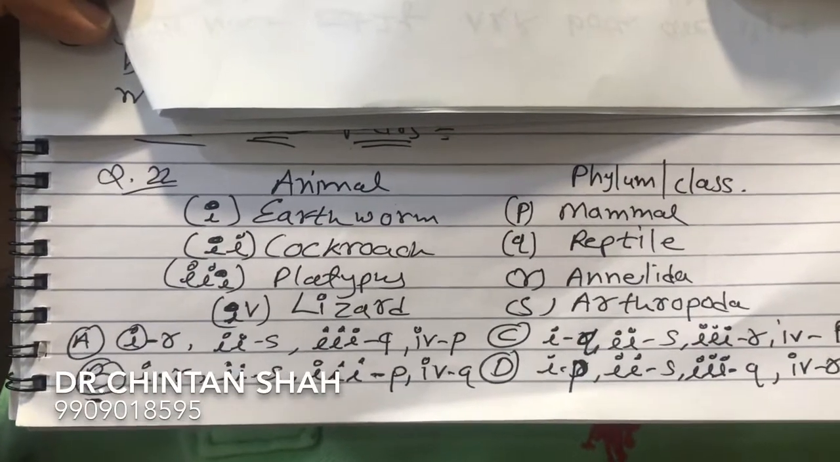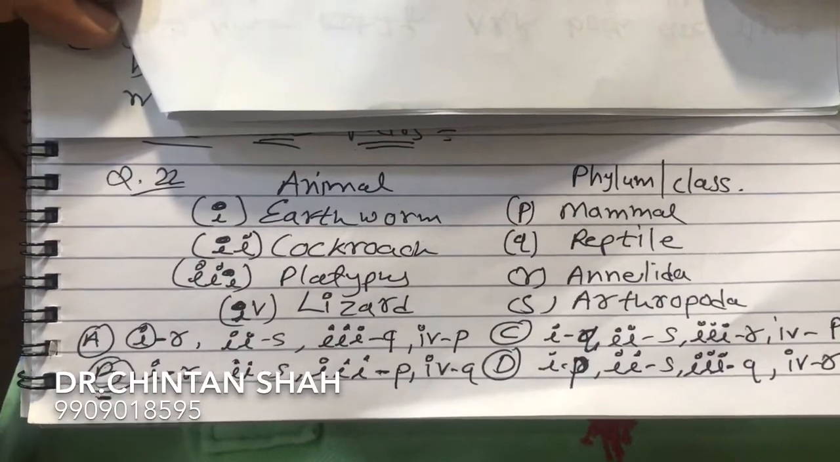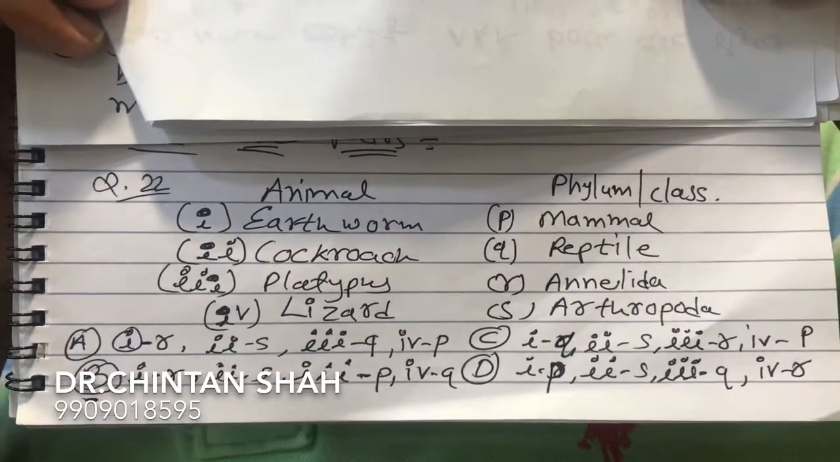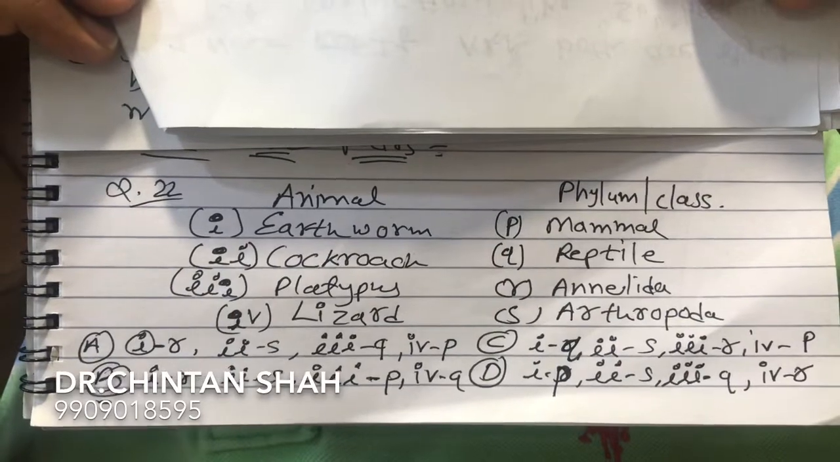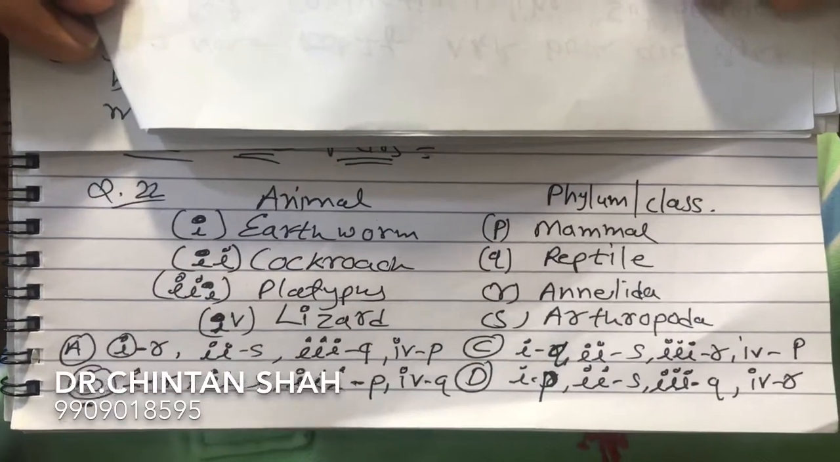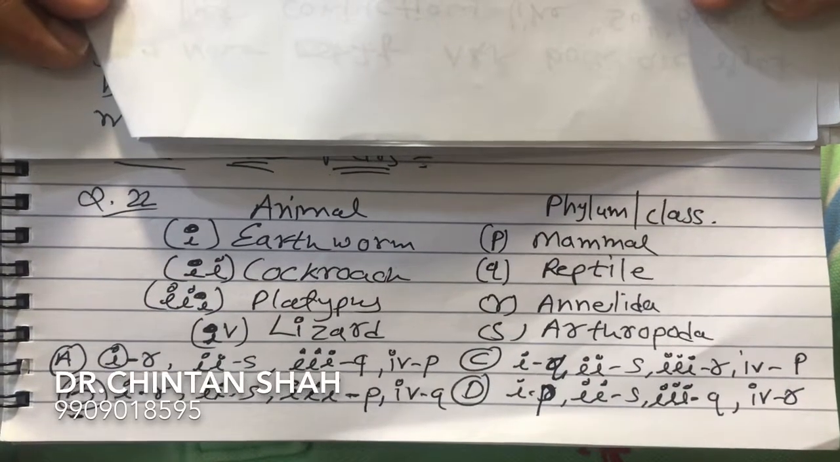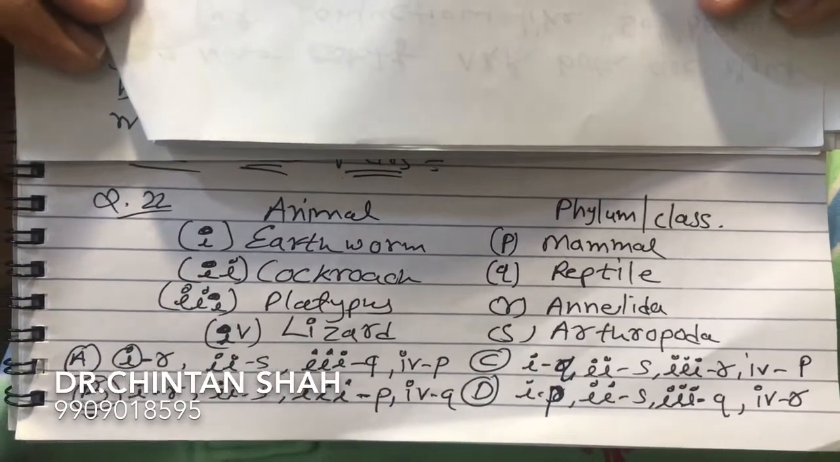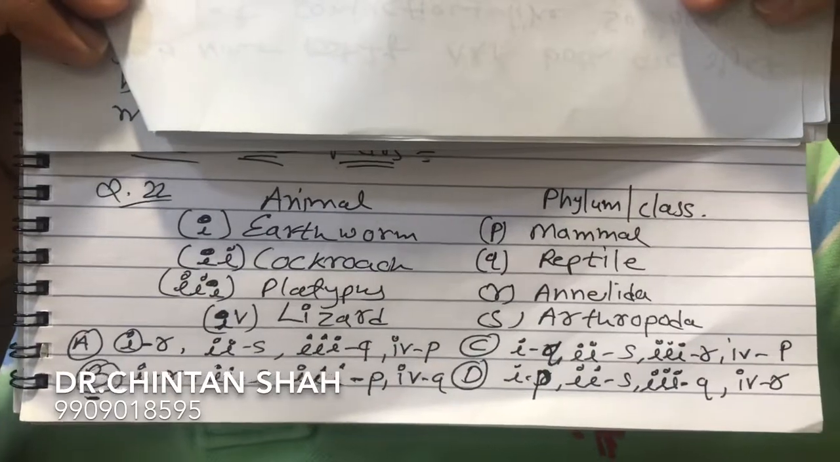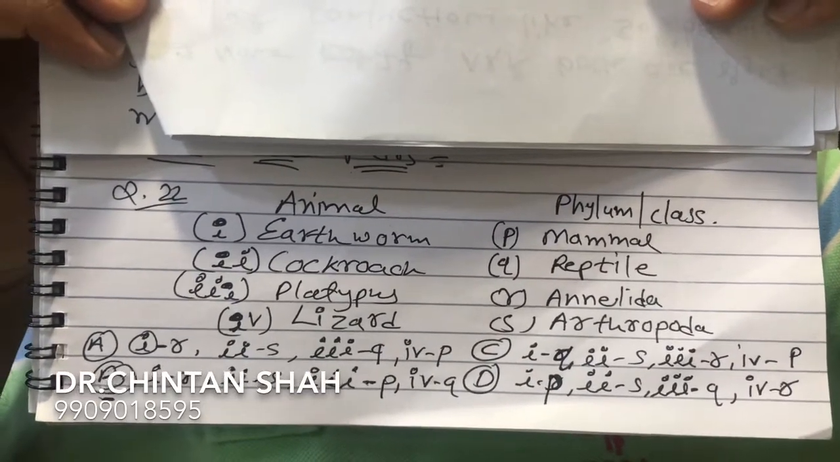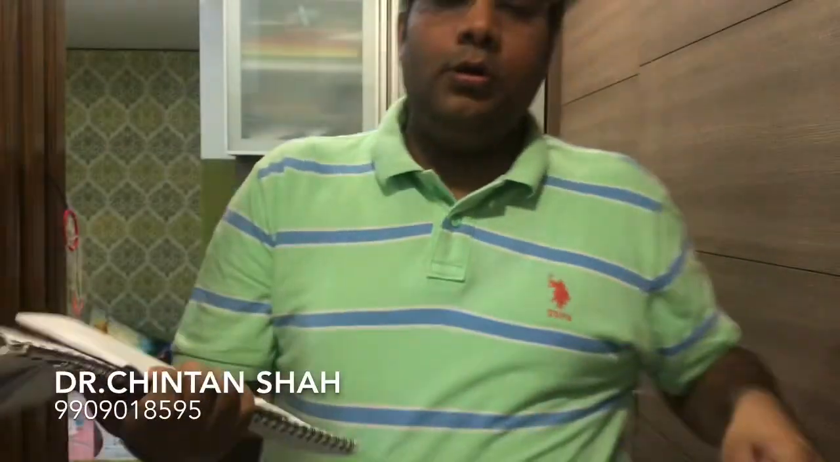The first animal is the earthworm. Do you know what it belongs to? Annelida. Second is cockroach. It belongs to Arthropoda. Third is platypus. Platypus belongs to Mammals. And the fourth one is lizard. It belongs to Reptiles. So don't get confused and don't spend time looking here and there.